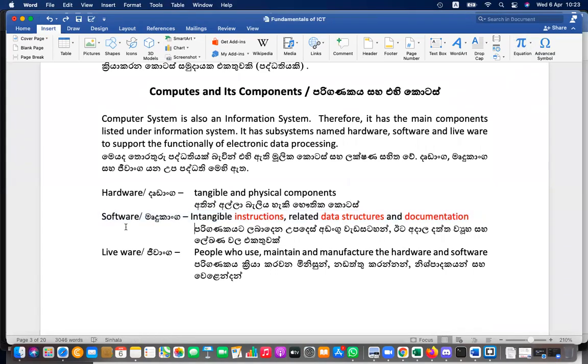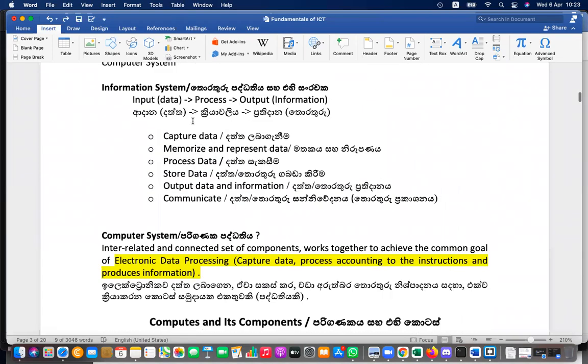So that is software. The computer system is not just hardware, not just the physical component, it is software. Software also helps these processes. Software also helps capturing, memorizing, processing, store, output, communication. Capturing is inputs. Using keyboard, you can enter letters, memorize and represent.